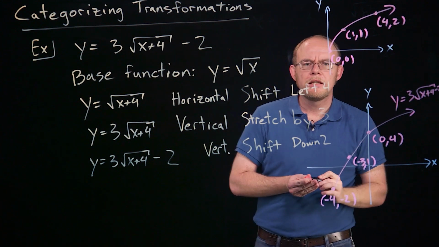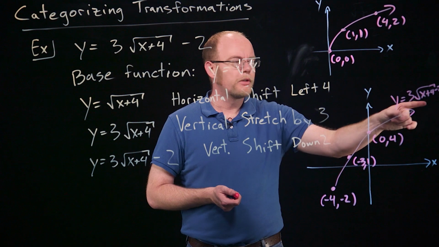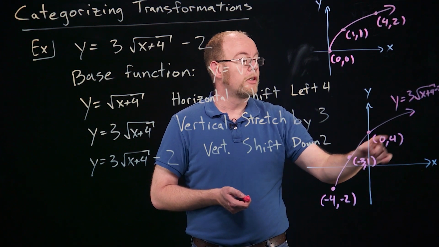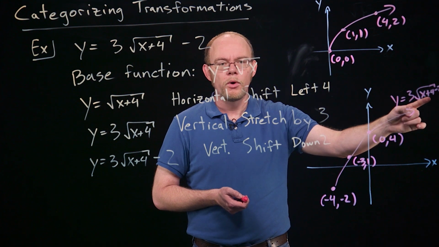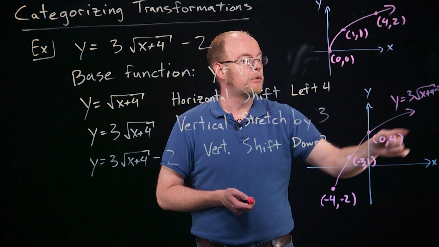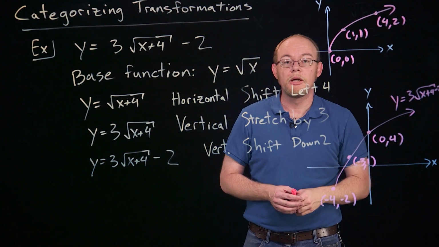Now, if you were to check each of these coordinates at these points according to this equation, you'll find that all three work correctly. So for example, at 0, you have 0 plus 4 is 4, square root of 4 is 2, 2 times 3 is 6, minus 2 is 4. And so this is how we actually compile all these different operations.